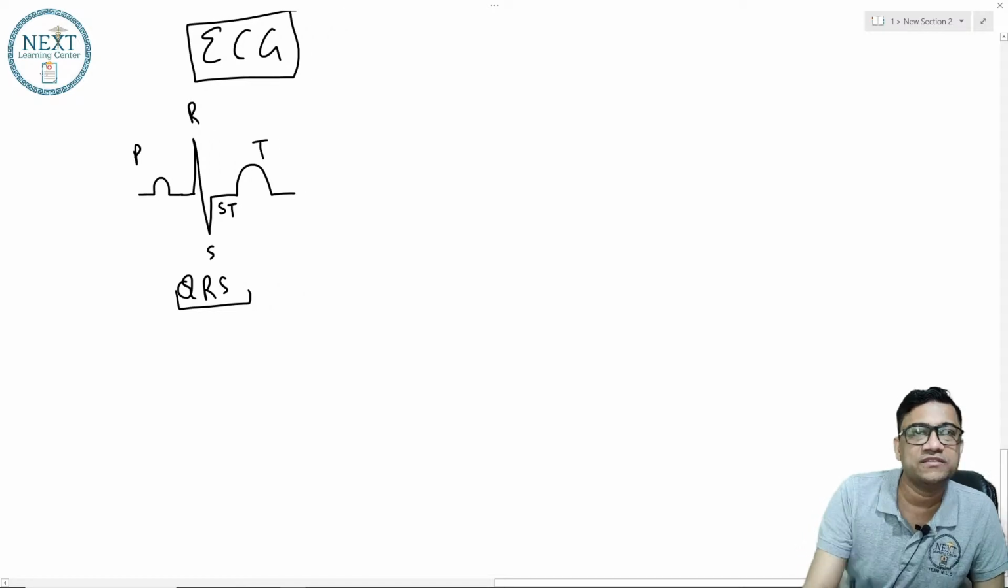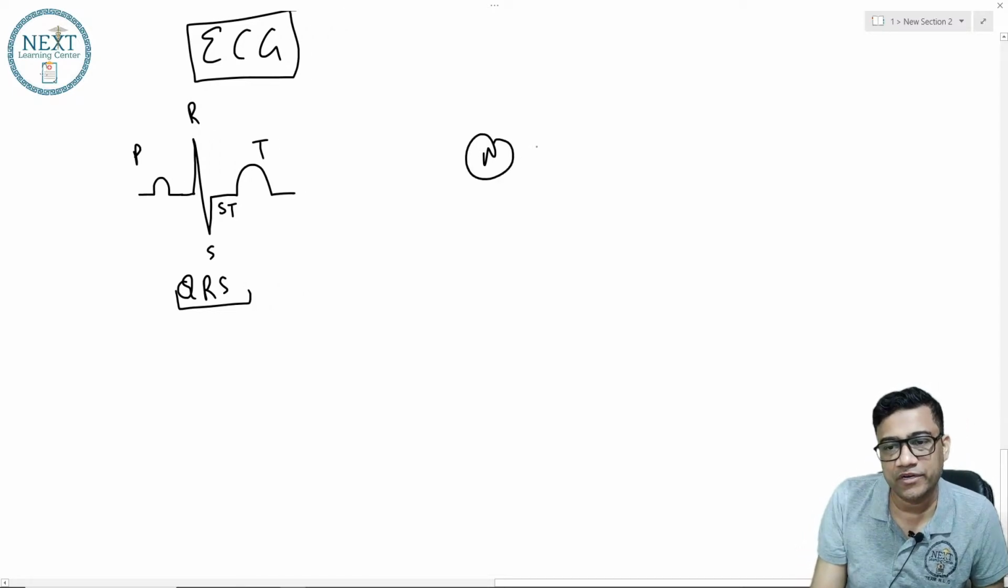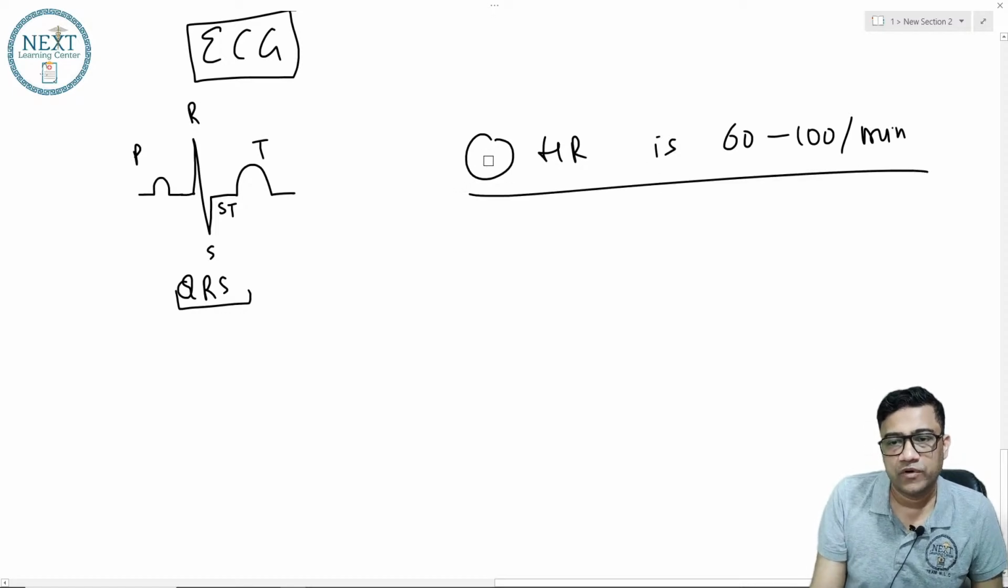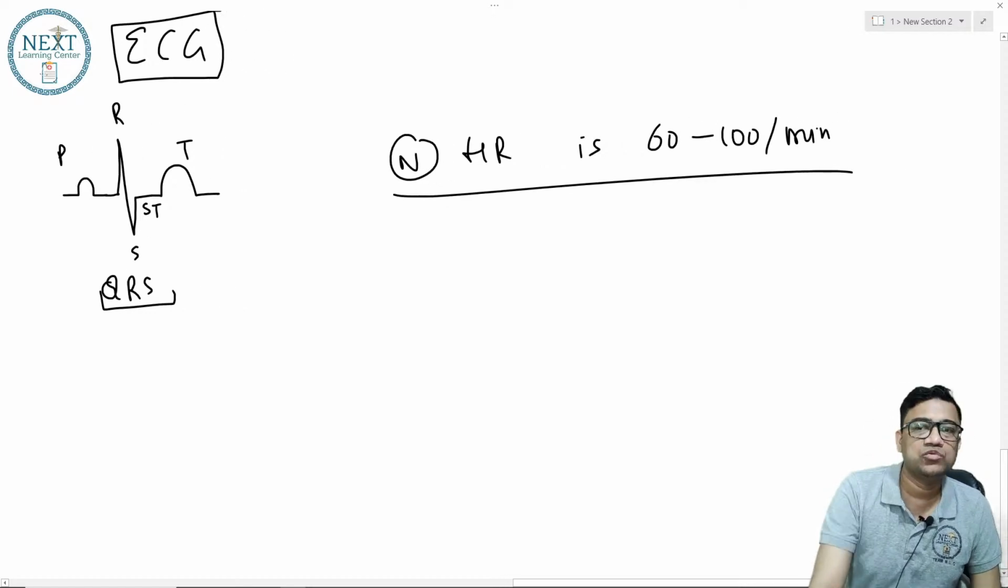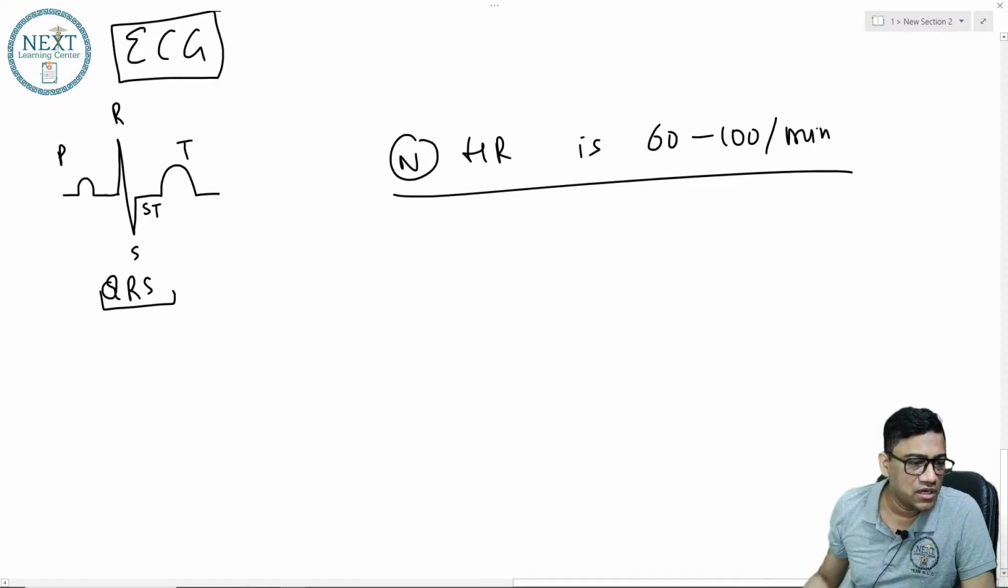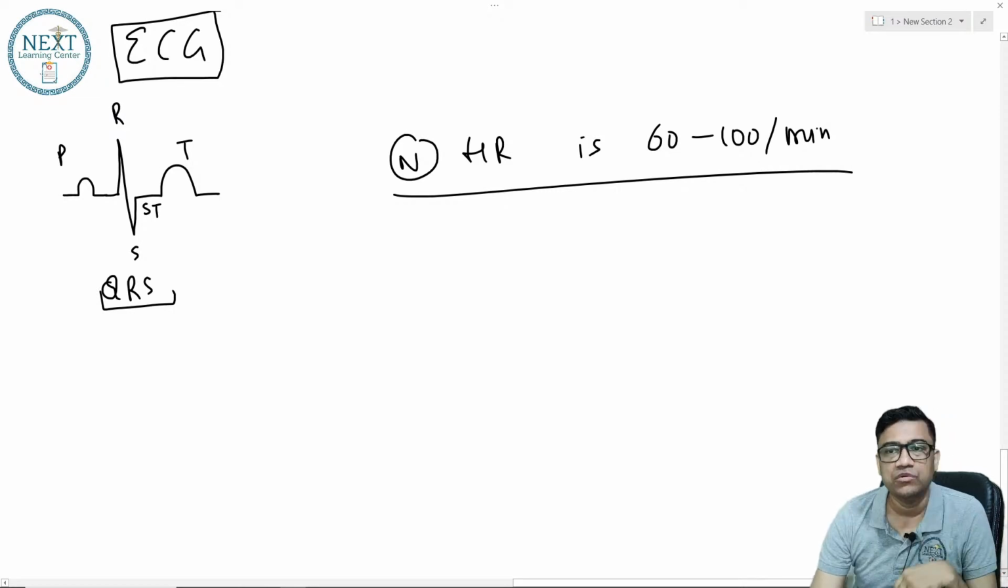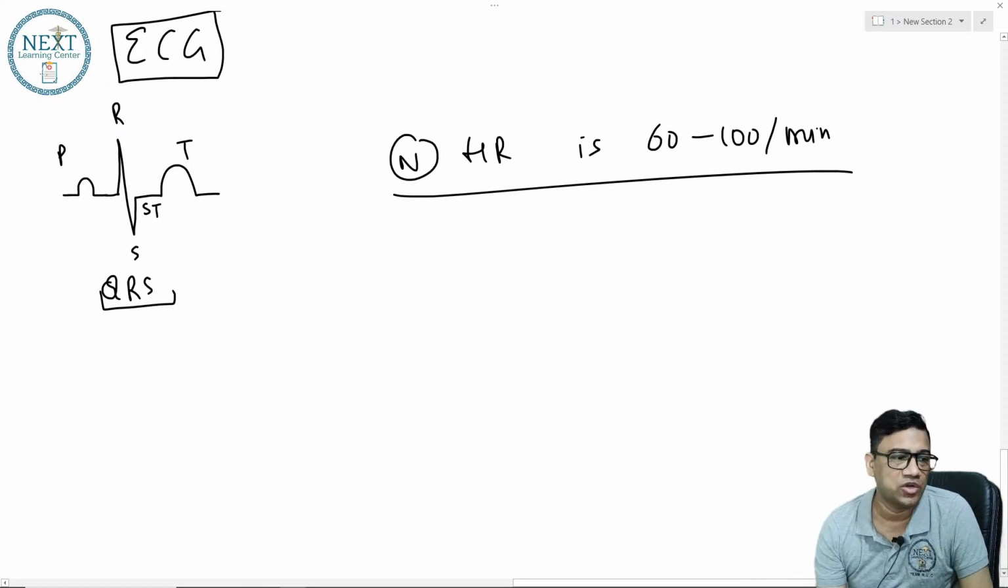Now understand, first of all, what is the normal heart rate? Normal heart rate is 60 to 100 per minute. So what is the normal heart rate? It is 60 to 100 per minute. Clear? So what is the normal heart rate? 60 to 100 per minute is the normal heart rate.